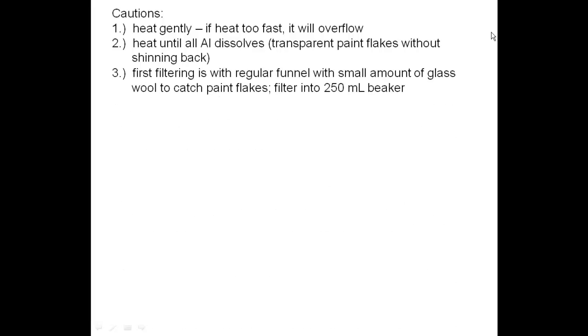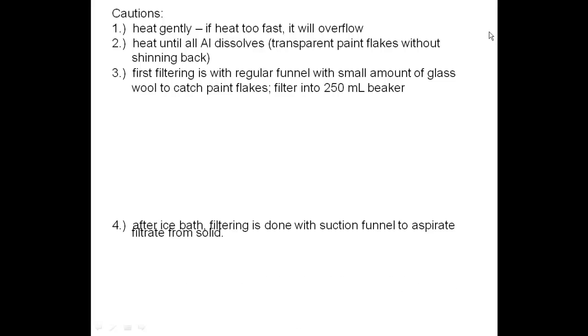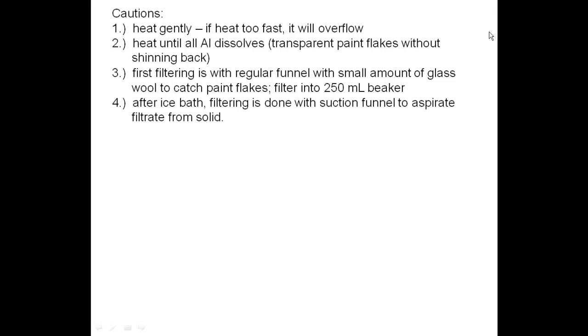Your first filtering is with the regular funnel with a small amount of glass wool. All we're trying to do is get those paint flakes separated and get rid of them. Filter that into a 250 milliliter beaker. Then you're going to go through a couple of steps, and then you get to the ice bath. After the ice bath, we plan on doing the filtering by suction funnel to aspirate that filtrate from the solid. So we're trying to pull out all the moisture we can out of that.